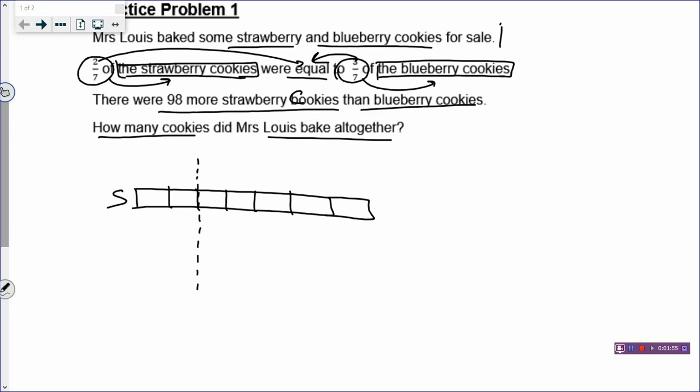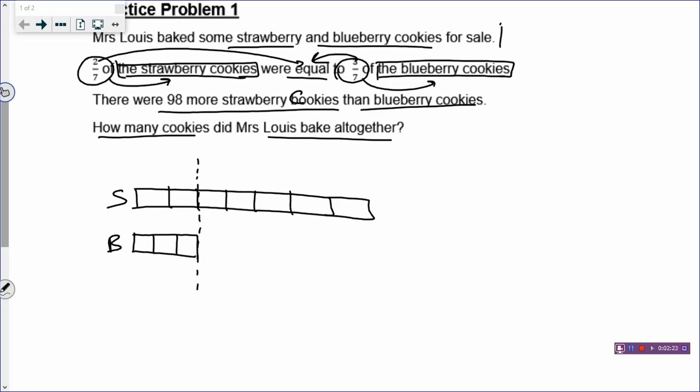All right, so how do you draw the blueberry cookies? So you have 3 boxes that are equal, right? Can you see the arrow pointing? 2 boxes of the strawberry were equal to 3 boxes of the blueberry. So I draw a box until the dotted line to show the equal parts. Then I cut this rectangle into 3 boxes, right? So that's how you can see 2 boxes of the strawberries were equal to 3 boxes of the blueberry.